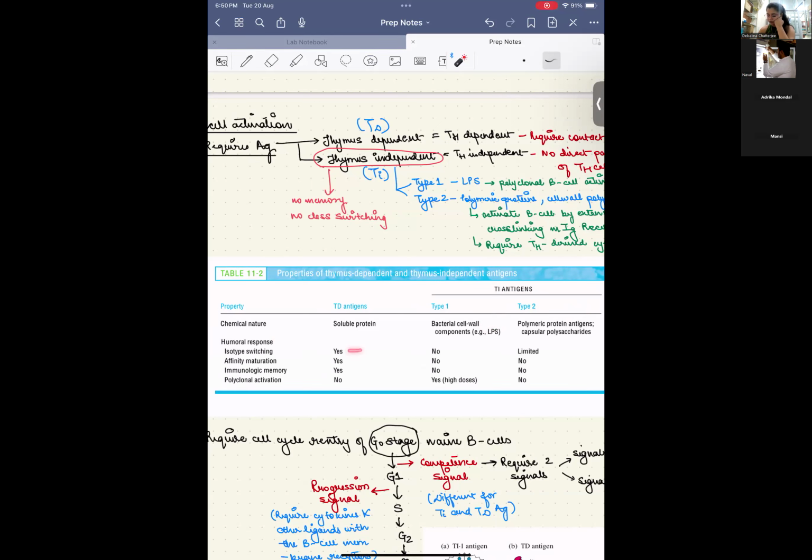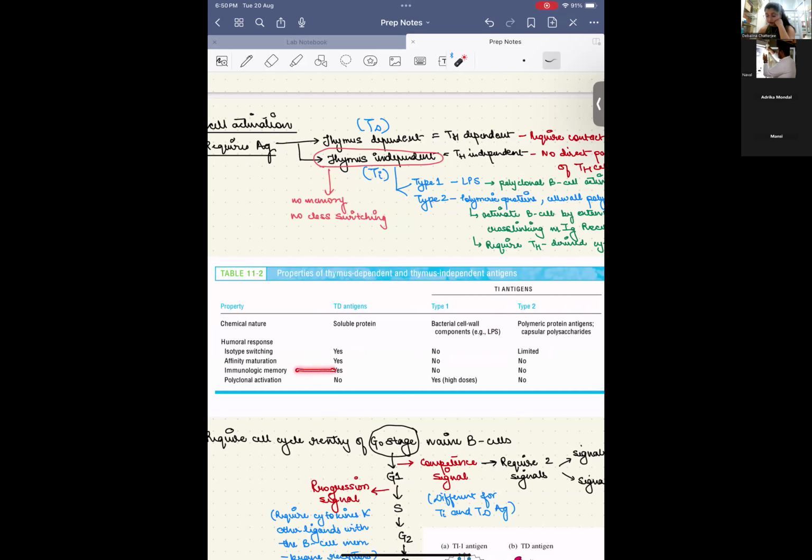In terms of humoral response, we have isotype switching in TD antigen, but there is no isotype switching in type 1, and there is very limited isotype switching in type 2 TI antigen. There is affinity maturation for TD antigen, none for the TI antigen. We have immunological memory forming in TD antigen, but no memory for the TI antigens.